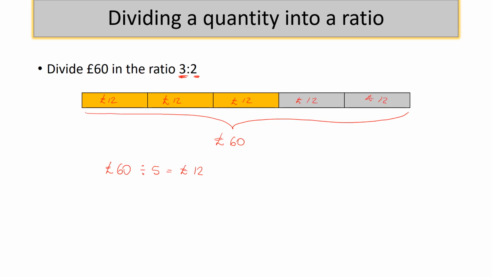Now I can work out how much all the yellow boxes are worth. That is 12 pounds times 3, because there are 3 yellow boxes, and that is 36. And then to find out how much all the grey boxes are worth, I times it by 2 because there are only 2 of them. So that is 24. So if we divide 60 pounds in the ratio 3:2, we get 36 to 24.